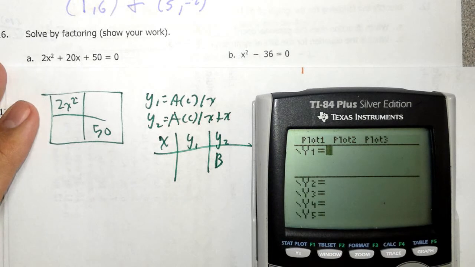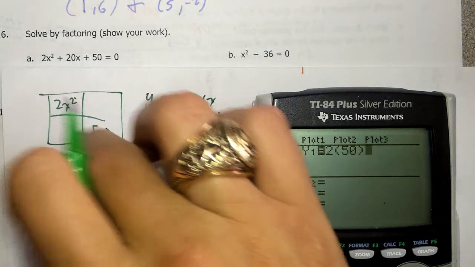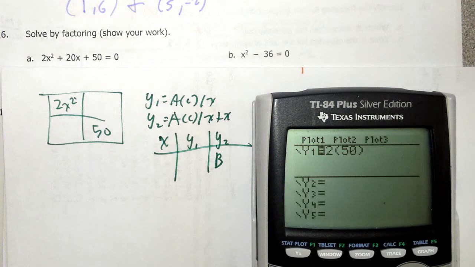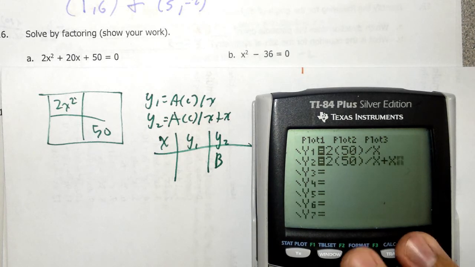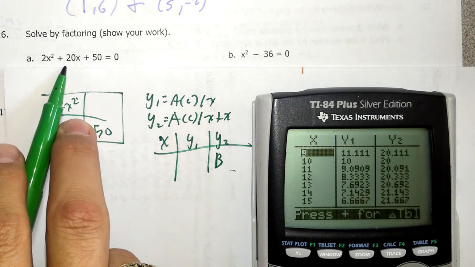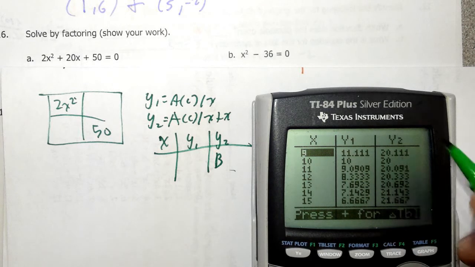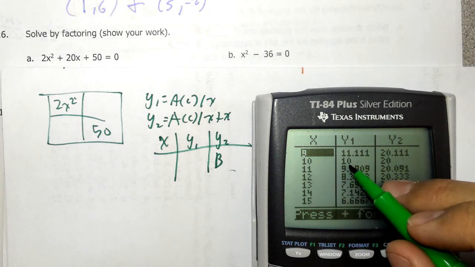Alright, so let's start plugging it in. A is 2 times c, which is 50. And those are the things we put in the graph in the table first. We're going to divide that by x. Then we're going to do the same thing, 2 times 50 divided by x, and add the plus x on here. Look at my table, and we're going to be looking for b, which in this case is 20. Scroll down until we find 20. Oh, 20 in y2. So we have 10 and 10.